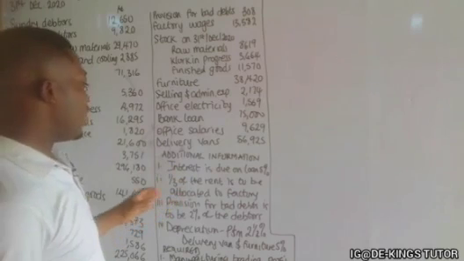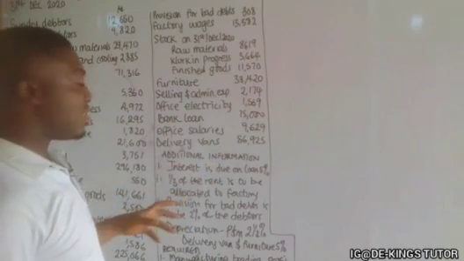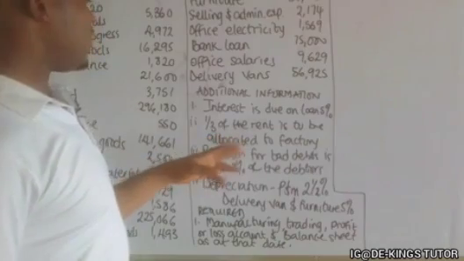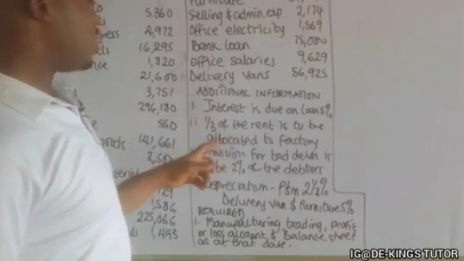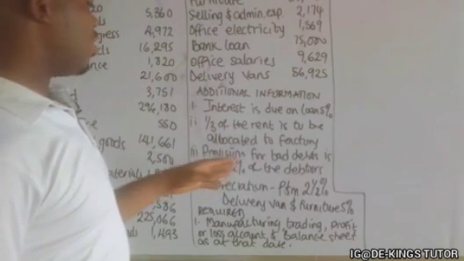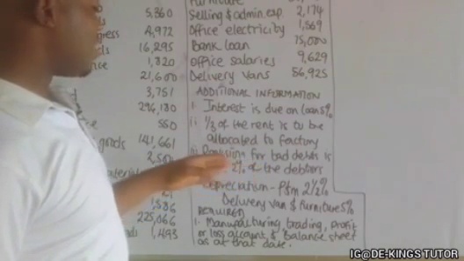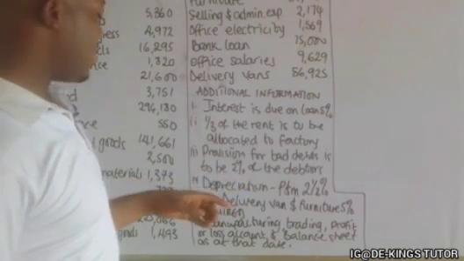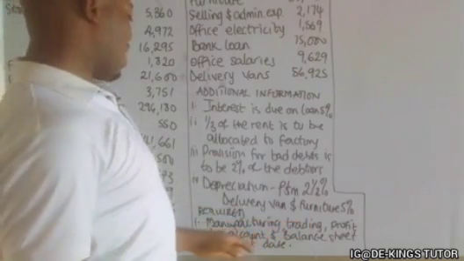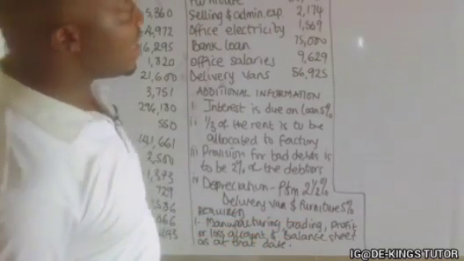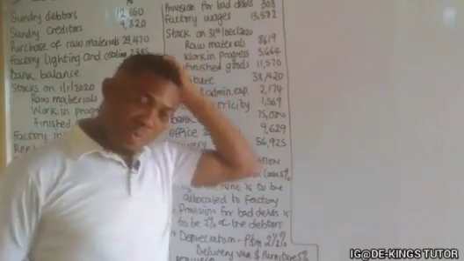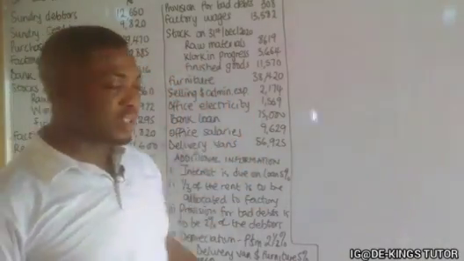Now additional information: one, interest is due on loan at 5%. Two, one third of the rent is to be allocated to factory. Three, provision for bad debt is to be 2% of the debtors. Four, depreciation for plant and machinery 2.5%, delivery van and furniture 5%. Required to prepare the manufacturing, trading and profit or loss account and the balance sheet as at that date, which is 31st December 2020. So we want to prepare this manufacturing account.